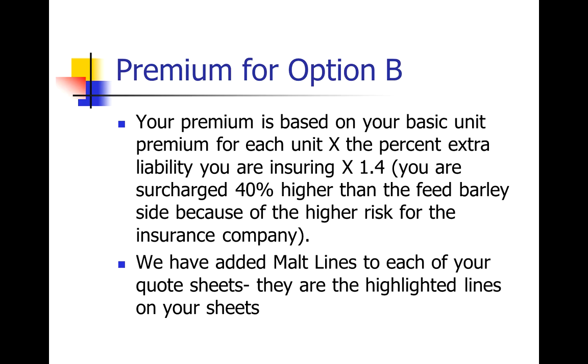So the premium for option B, it's kind of an expensive insurance. The risk is relatively high for them too, of course, because there's multiple ways they'll have to pay you, right? So you have to pay an extra 40% above what the feed barley premium would be for the comparable liability. In other words, if we're adding another 50% of coverage to your insurance using the malt barley option, you're going to pay 50% of what your optional unit premium would be on the quote sheets that we send you times 1.4. So you're paying 40% more than you would for comparable coverage on the feed side.